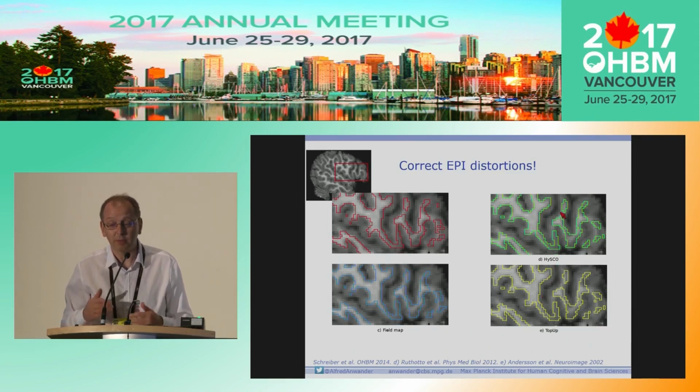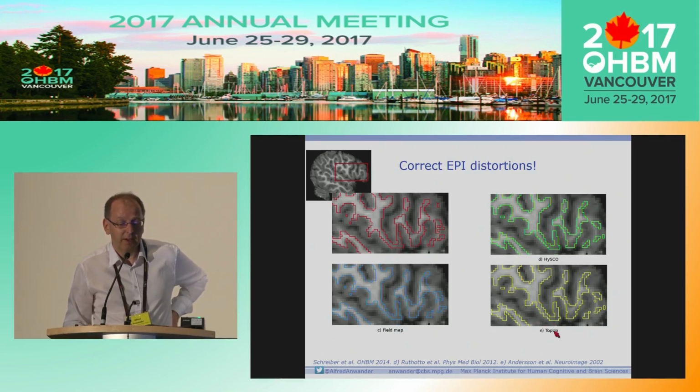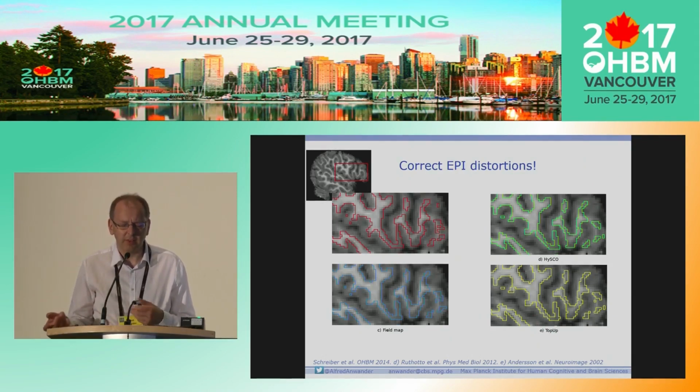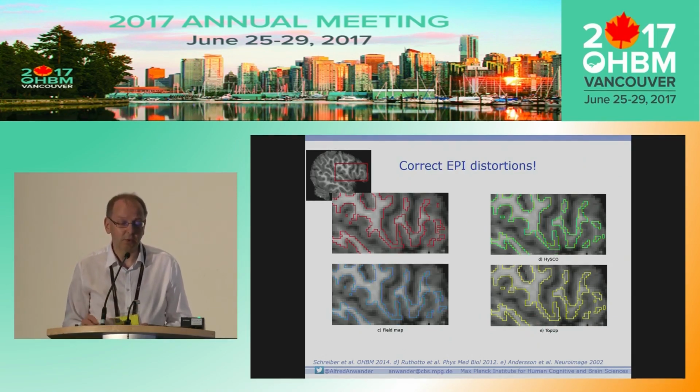So Alexander Lehmans proposed to register the diffusion images on the anatomy images. Another approach was proposed in the context of the Human Connectome Project by the FSL group: an algorithm they call top-up, which uses two different phase encoding images to correct for these EPI distortions.